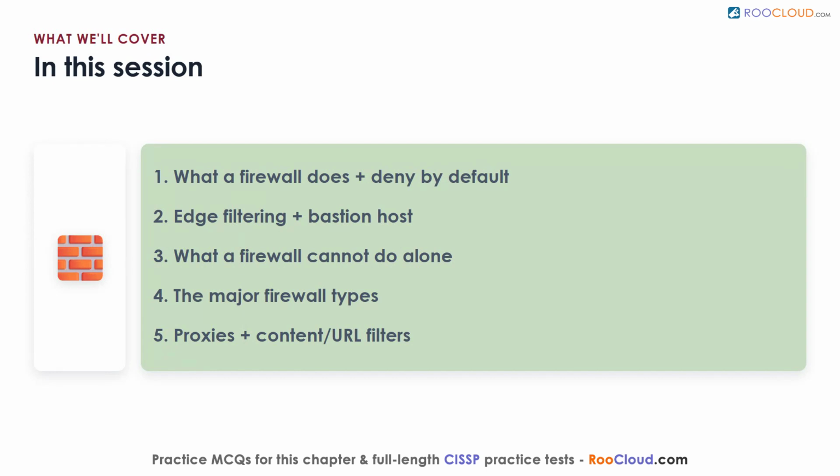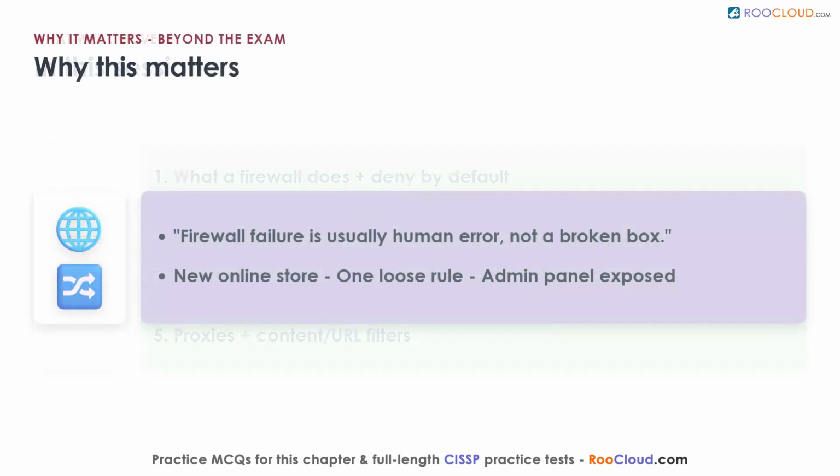We'll answer several questions. What is a firewall really doing, and by what default? How do you filter at the edge? What can a firewall not do on its own? What are the major firewall types, and how do proxies and content filters extend the picture? Why does this matter beyond the exam? Because the firewall is where most people concentrate their trust, and that trust is easy to misplace.